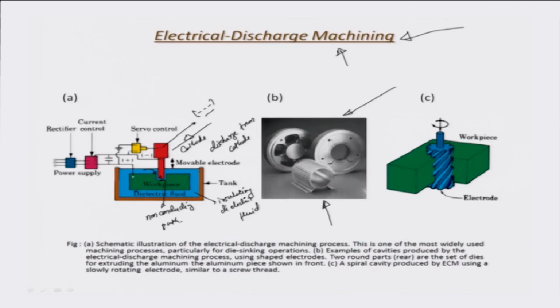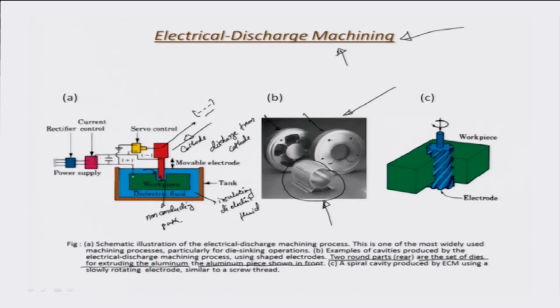So for example, here there are two round parts and the set of dies for extruding the aluminum. The aluminum piece is shown in the front. So this is the piece and this is the die. These are the dies which are used for extruding this particular piece. So such examples are very commonplace where EDM is used for these applications.